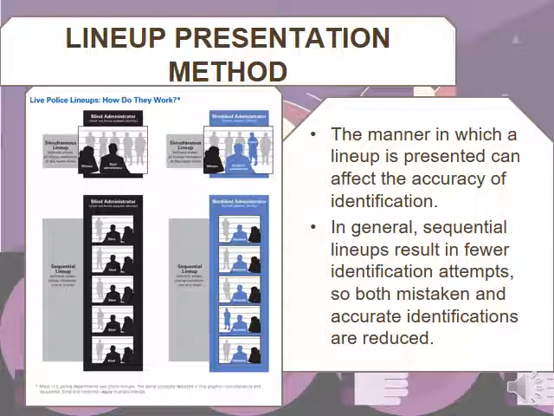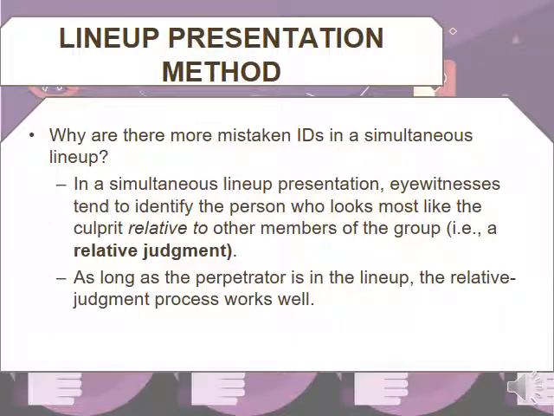So the manner in which a lineup is presented can affect the accuracy of identification. In general, sequential lineups result in fewer identification attempts, so both mistaken and accurate identifications are reduced. So within that, you have lineup presentation methods. Why are there more mistaken IDs in a simultaneous lineup?